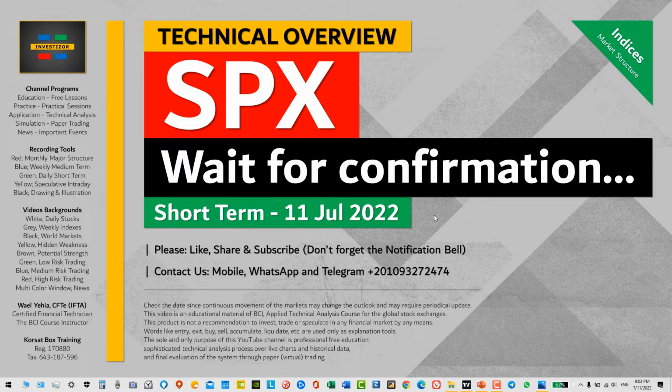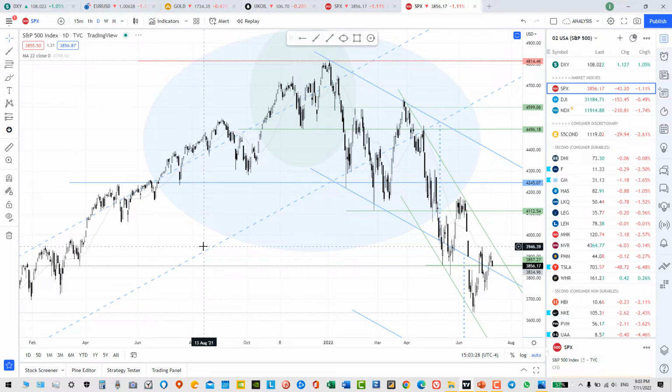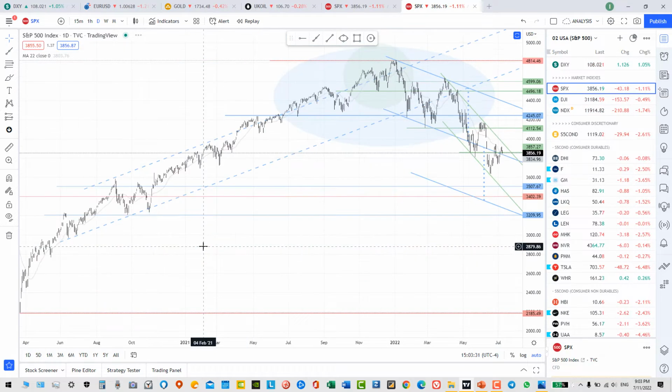In this video, we will apply the classical technical analysis view over the short term for the S&P 500 index. So let's take a look at the bigger picture. We can see the following. Over the monthly chart, we do have some kind of bearish major structure as long as the index is below 4,800 points, which is the monthly resistance.